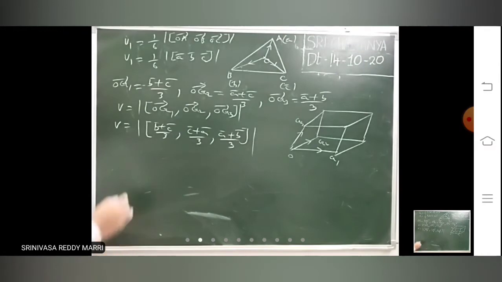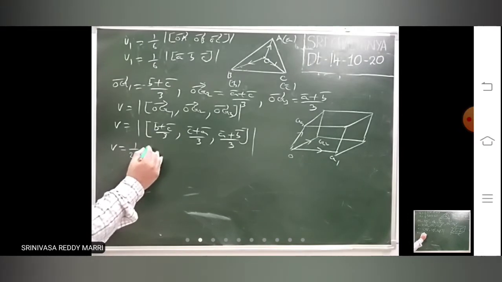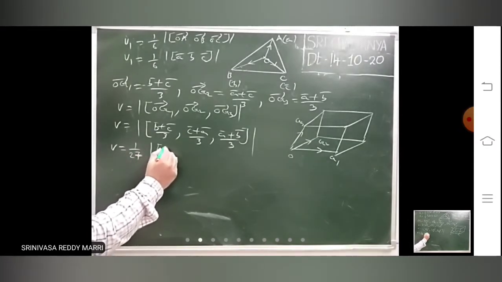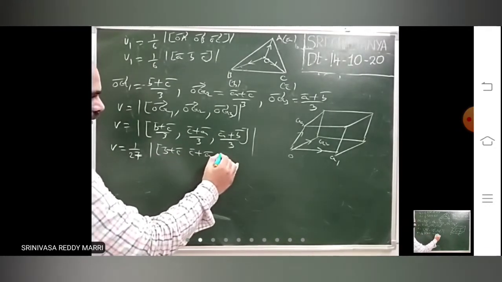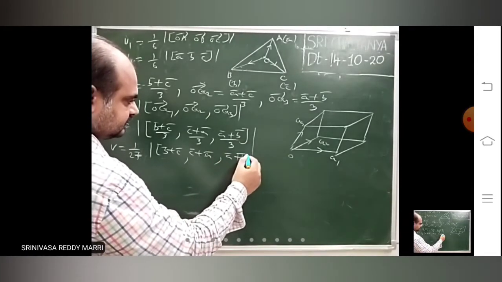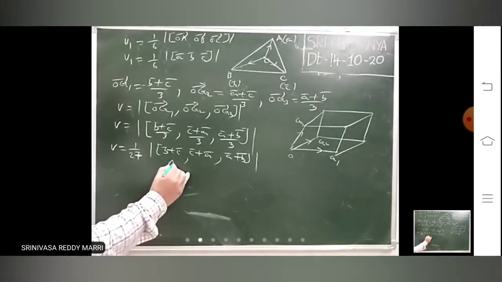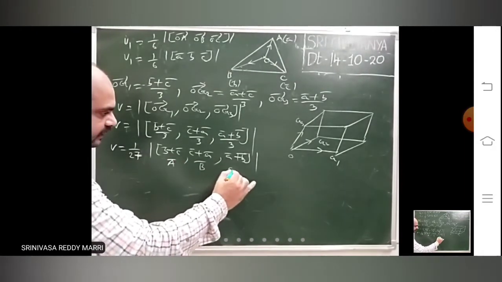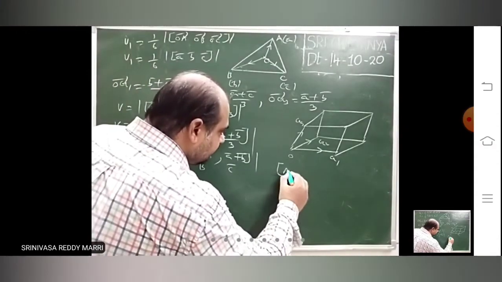So therefore volume is nothing but 1/3, 1/3, 1/3, you write outside 1/27 into modulus of this. So box of this you must calculate. Let us say this is A bar, this is B bar, this is C bar. It's like box of A bar, B bar, C bar. I am calculating here.